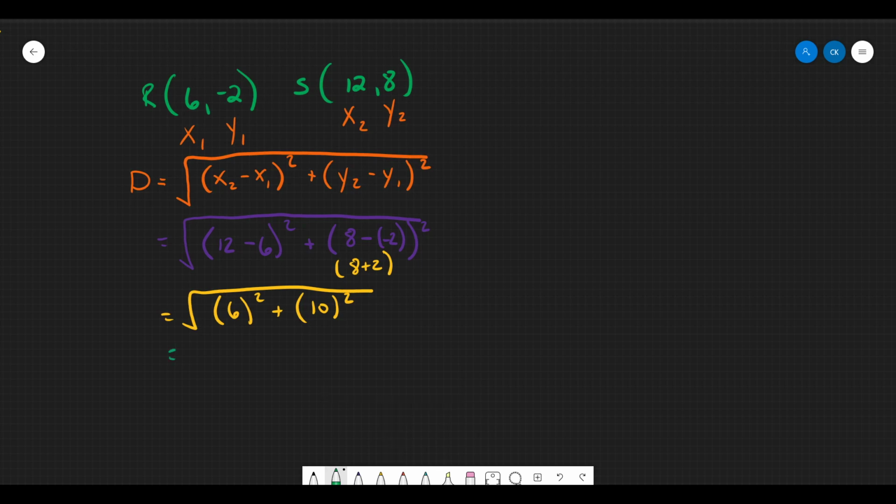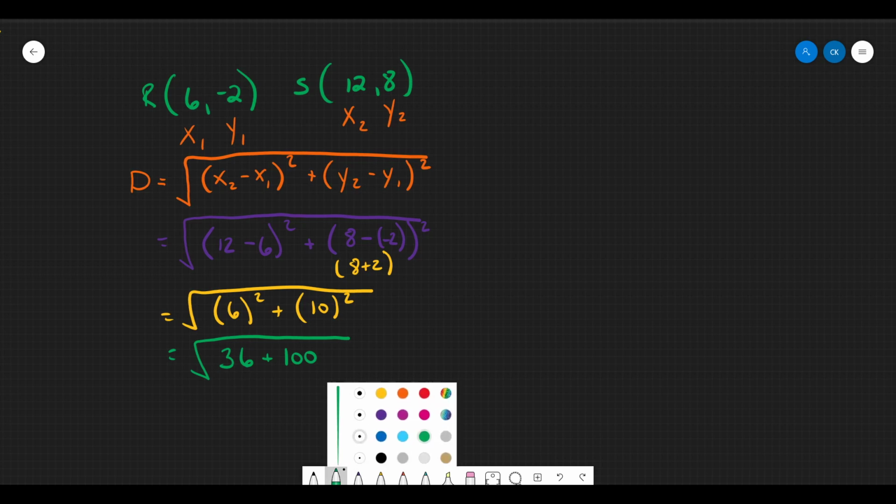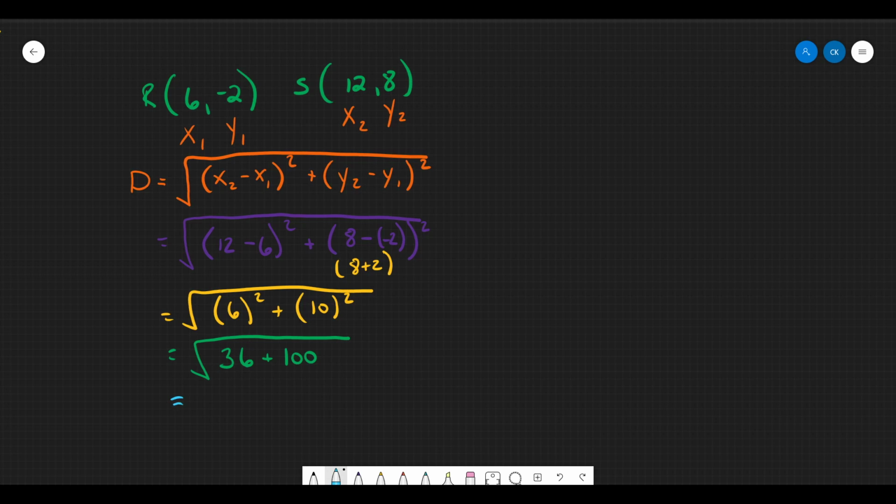So now I square what I have inside. We have the square root of 6 squared is 36, plus 10 squared is 100. So we end up having the square root of 136. Now, for this one, let's actually leave it as a radical. We're going to simplify this as a radical. We're not going to plug it into the calculator and round it. So we want to simplify as a radical the square root of 136.